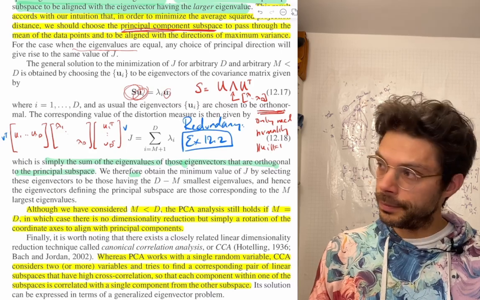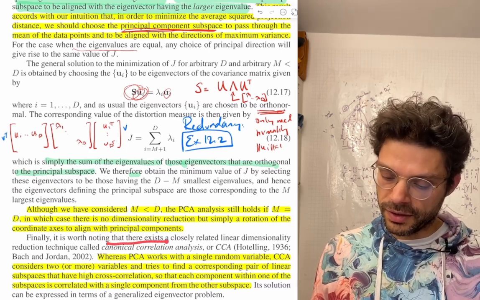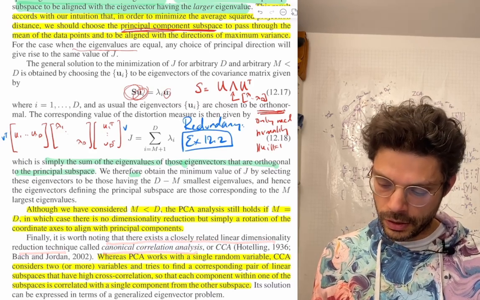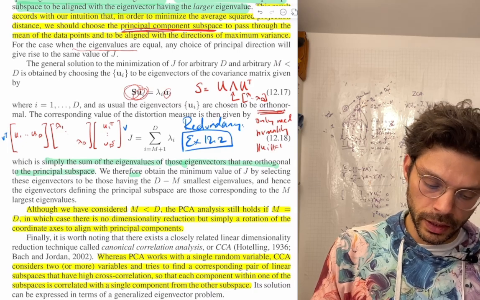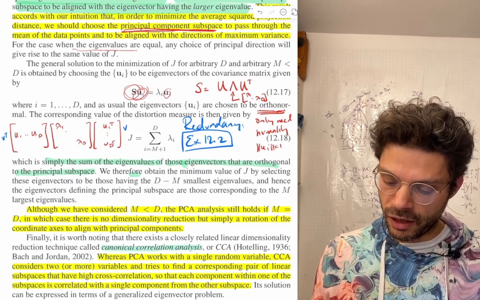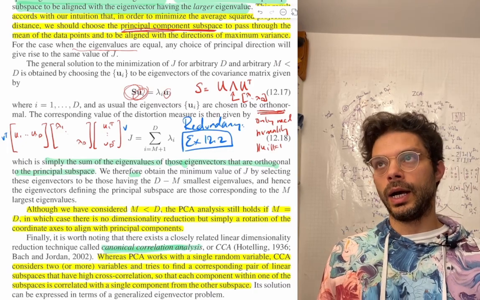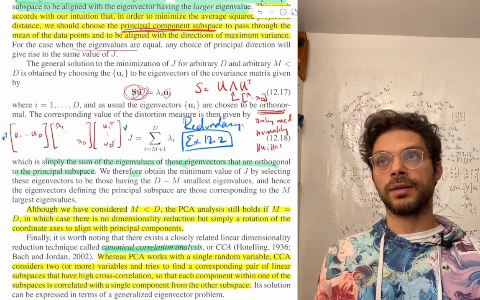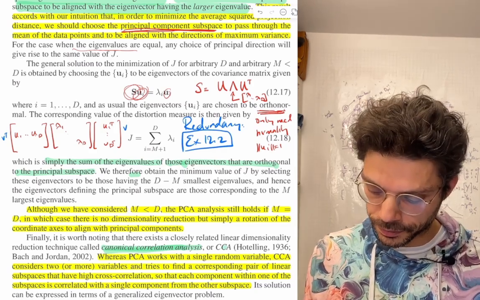And then finally, it's worth noting that there exists a closely related linear dimensionality reduction technique called canonical correlation analysis, or CCA. So this is a cool one. I haven't had much chance to use it myself, but it's actually very cool. And in some sense, it's kind of a generalization of this, or you can think of PCA as a special case of CCA.